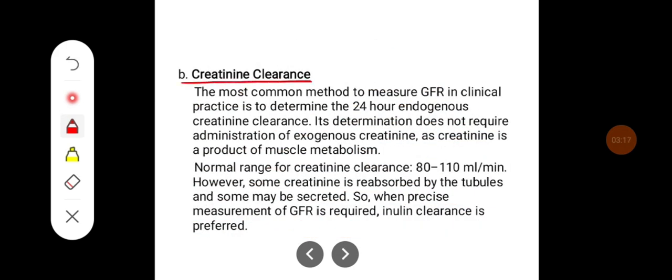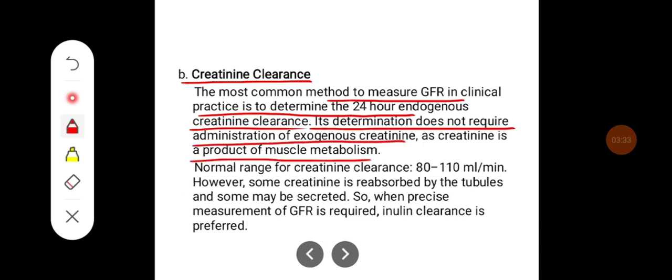Creatinine clearance. The most common method to measure GFR in clinical practice is to determine 24 hours endogenous creatinine clearance. Its determination does not require any administration of exogenous creatinine, as creatinine is a product of muscle metabolism. The normal range for creatinine clearance is around 80 to 110 ml per minute. However, some creatinine is reabsorbed by the tubules and some may be secreted. So when precise measurement of GFR is required, inulin clearance is preferred.